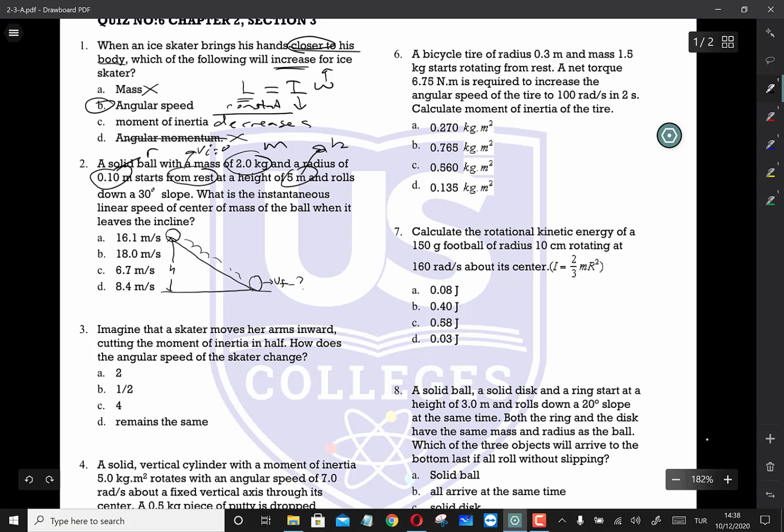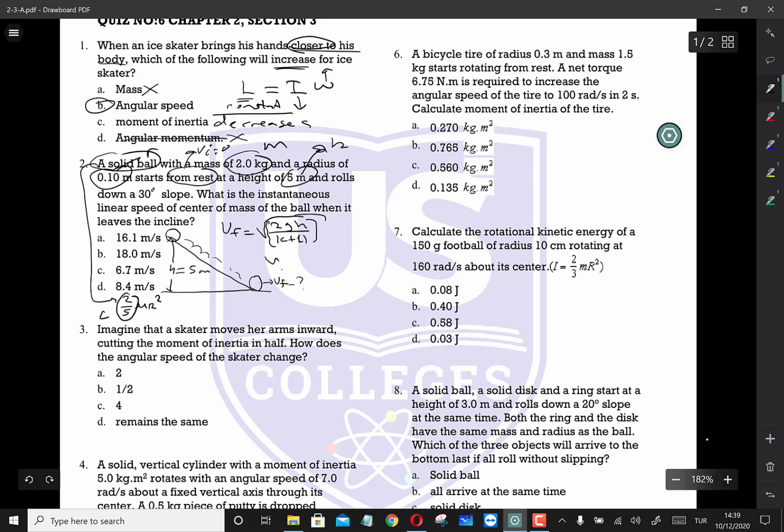Remember that we are using the hack equation for calculating the final linear speed. This is the hack equation: inside of the root, 2gh divided by c plus 1. The c is in here because it's a solid ball. A solid ball has a moment of inertia of 2 over 5 mr squared. That's why c is 2 over 5. We are going to insert all the given values, h is 5 meters.